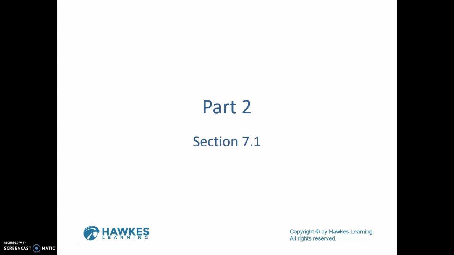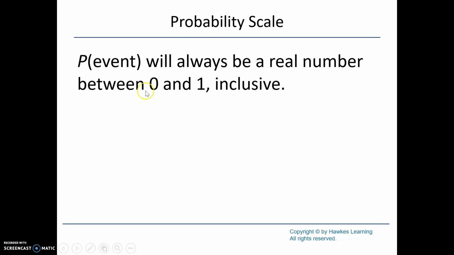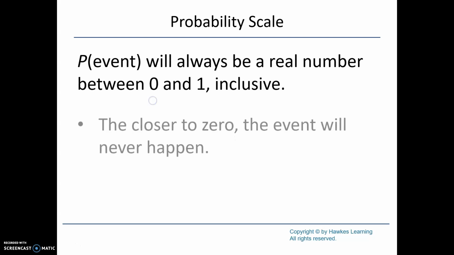In part 2, this video will still be on section 7.1, but it will talk more about finding the actual probability of an event. So to start off with, we might want to learn a little bit more about what a probability falls under. So the probability will always be a real number between 0 and 1. So it can't be greater than 1. It cannot be a negative number either.